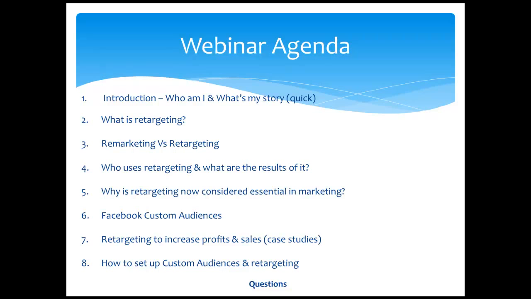And what we'll then do is we'll talk about Facebook custom audiences and how they relate, because they are a major part of it. And then we've got some case studies where we're going to go through some of the businesses that are part of the Victorian Business Group, and we'll show you some actual examples of how a real-life business could use retargeting and make more sales, increase their profits, and get some really good results.